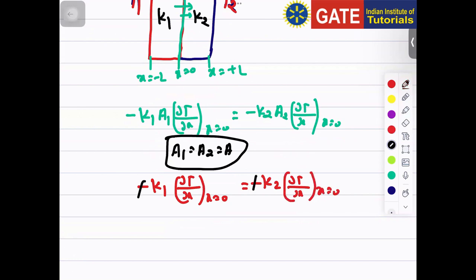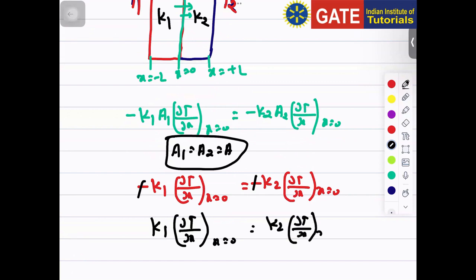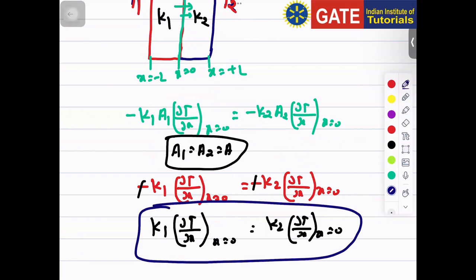So again the minus sign will get cancelled out. That is, K1 del T by del x at x equals 0 is equal to K2 del T by del x at x equals 0. So finally you will get this kind of derivation. They will frame a question in such a way that they will ask you which of the following options are correct about this boundary condition. So you need to understand, okay, two slabs are connected with each other, then this kind of boundary condition will be feasible. If there are surrounding fluids, then convective heat transfer equal to conductive heat transfer boundary condition will be feasible.